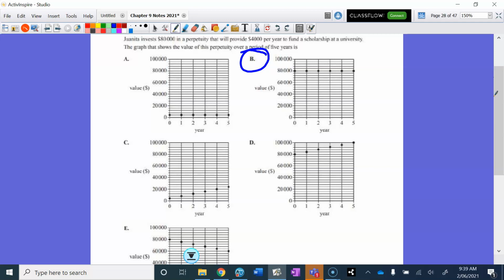A is all about the interest. We're looking for the value of that investment over a period of time. So we don't even care about the interest. We just want to know how much is in that account at any particular year. So it has to be the $80,000 horizontal line, not the $4,000 one.